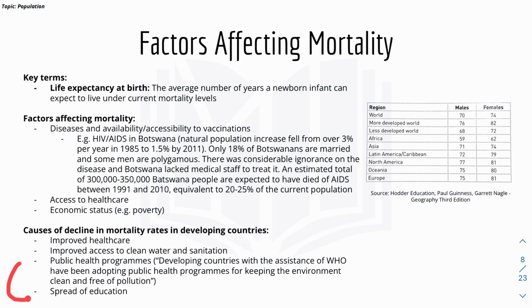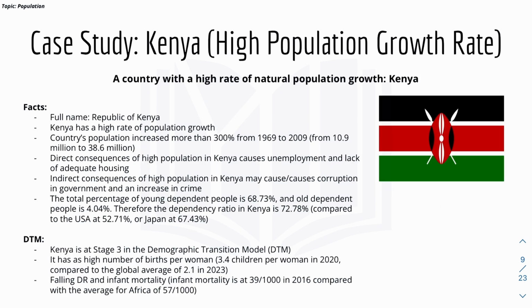And this is linked to the spread of education, as public health programs educate people about different things, for example mortality rate, or how to take care of yourself. And moving on, we have our first case study, which is Kenya, a country with a high rate of natural population growth rate.